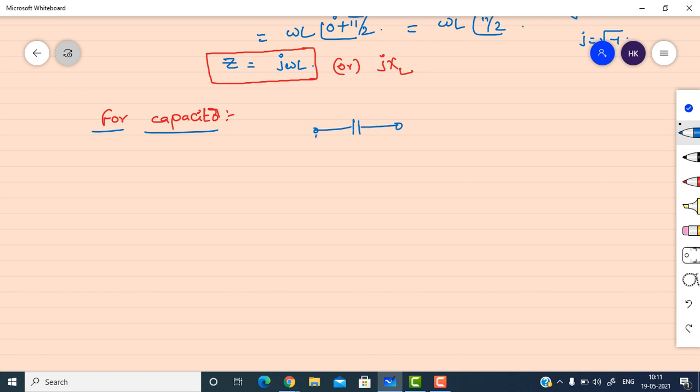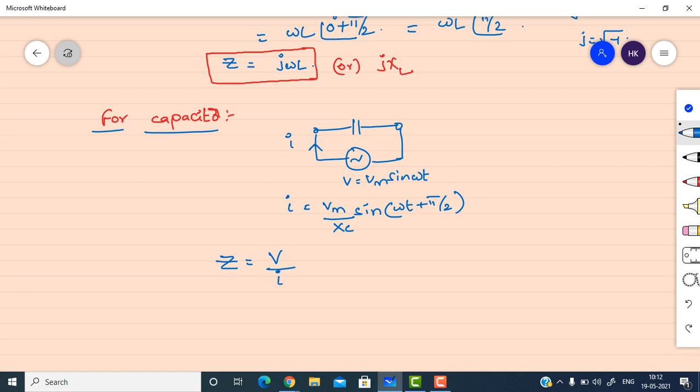Take the circuit with a capacitor, give the alternating voltage to it. What is the equation of the current passing through the capacitor? We derived the equation, right? Vm by Xc sine omega t plus pi by 2. This is the current equation. Now find out the impedance. Z is equal to V by I.